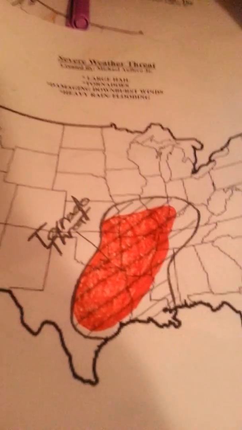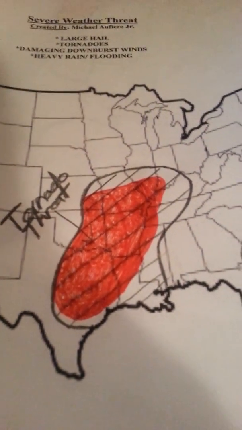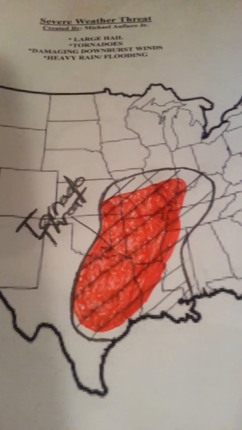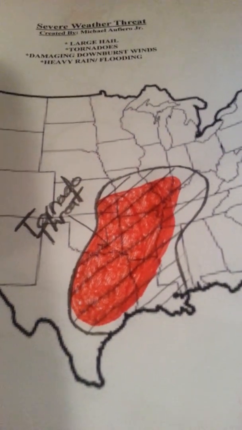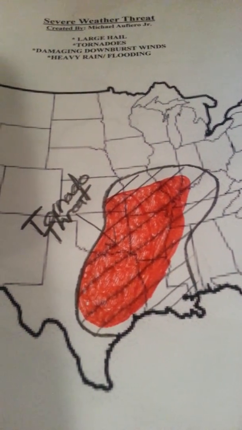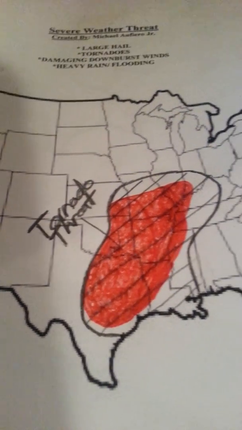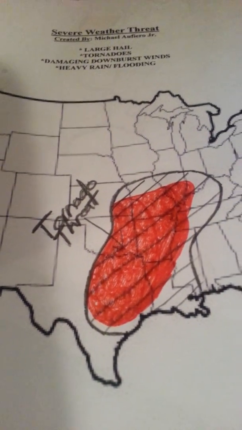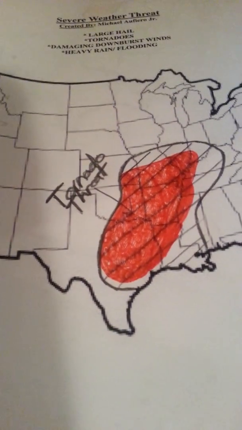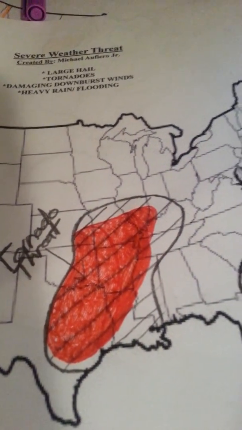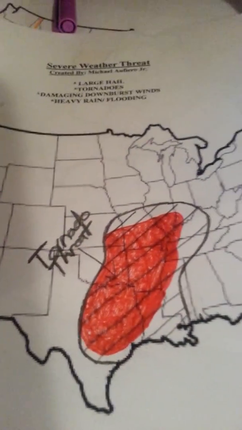This is the same map from last night. I'm not changing it. It's the same. Again, your biggest tornado threat, eastern Texas, eastern Oklahoma, southeastern Kansas maybe. Kansas isn't really going to see too much. Then you have Missouri and Arkansas, southern Illinois, western Kentucky, western Tennessee, northwestern Mississippi, northwestern Louisiana. This is your main threat for large hail and tornadoes, as well as damaging winds. Okay?